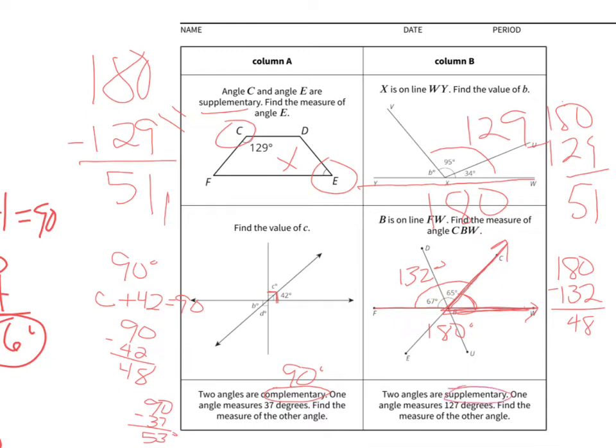Okay? So if I look over here, two angles are supplementary. Now, if you remember from a couple weeks ago, supplementary, they add up to 180 degrees. So 127 plus something equals 180. So if I go 180 minus 127, I'll get 53. So I did it right because I got the two answers. Both are 53.